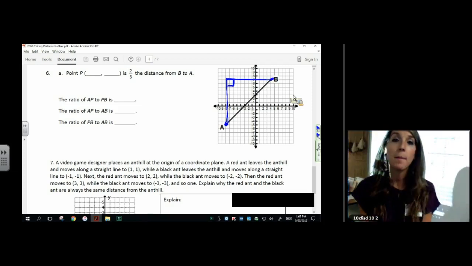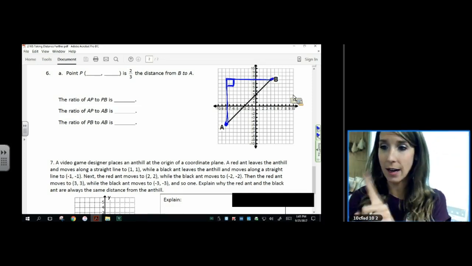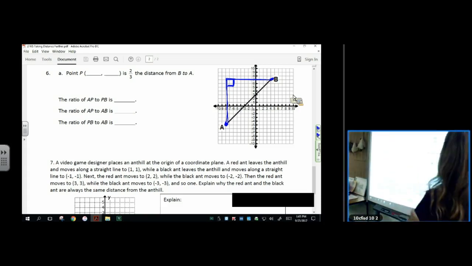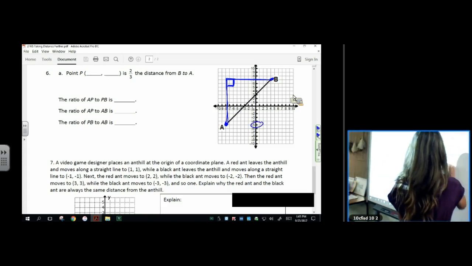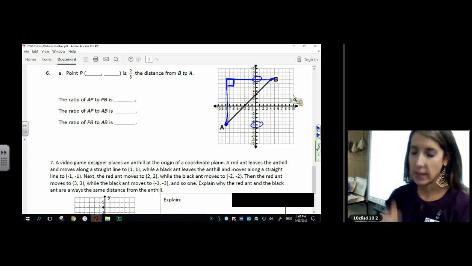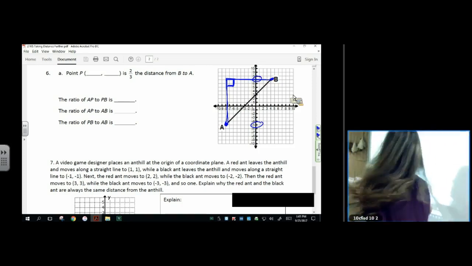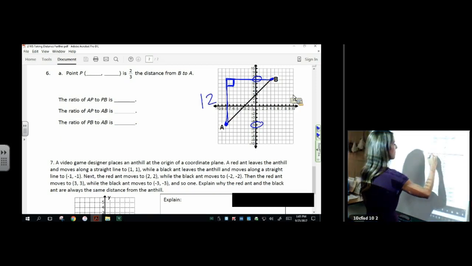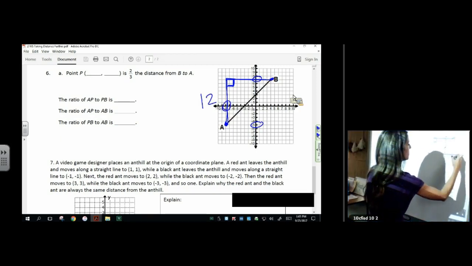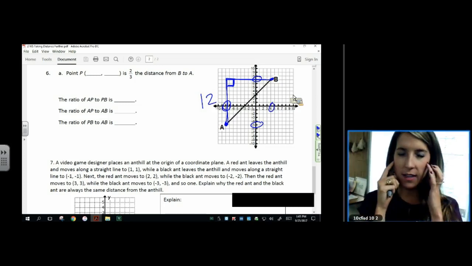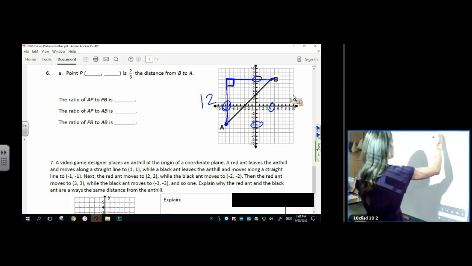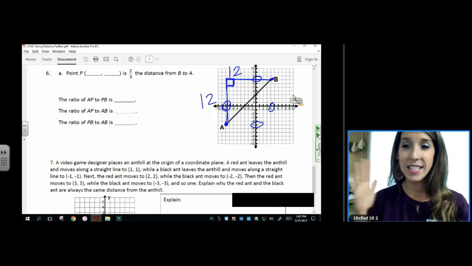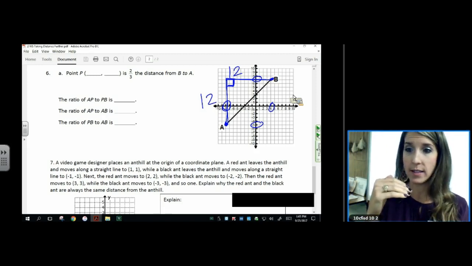Okay, to find my rise and run, I can just count the squares or I can use the actual coordinates. Let's do the rise first. I'm going to rise from negative 5 to 7. The distance from negative 5 to 7 is 12. Now I'm going to do the run. I want to run from negative 8 to 4. The distance from negative 8 to 4 is also 12. So that's step one, find the distance. Find the distance between the x's and the distance between the y's.